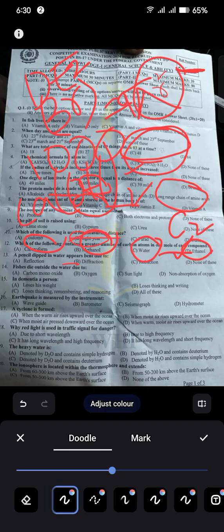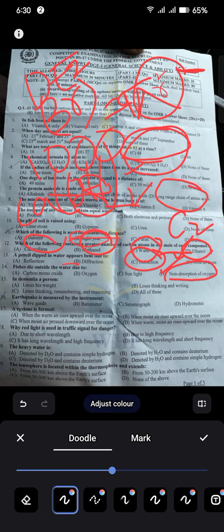Question 13, a pencil dipped in water appears bent due to the action of refraction. As we know, when we dip the pencil into the water, the phenomenon of refraction happens. Fish die outside the water due to the non-absorption of oxygen. As we know, there are gills in place of lungs in fishes. In humans there are lungs, but in fishes there are gills which absorb the oxygen that is dissolved in water. So gills are unable to receive oxygen from the air.